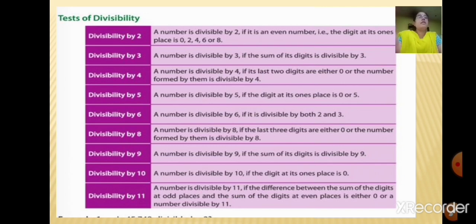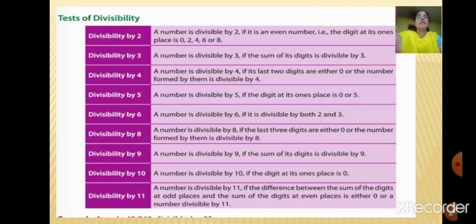Same way to test whether a number is divisible by 4, a number is divisible by 4 if the last two digits are either 0 or the number formed by them is divisible by 4. Divisibility by 5, you have to see if the digit in the ones place is 0 or 5. To check whether a number is divisible by 6, it should be divisible by 2 and 3. If a number is divisible by 2 and 3, that means that particular number is also divisible by 6.